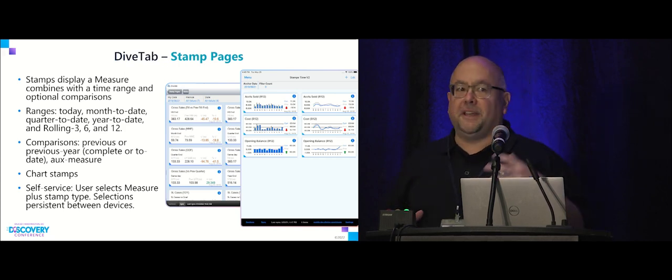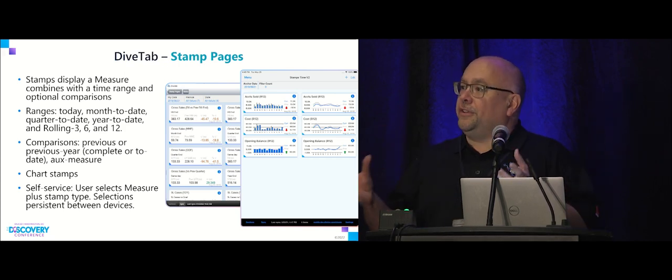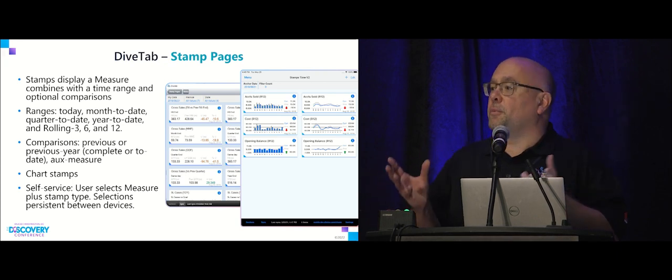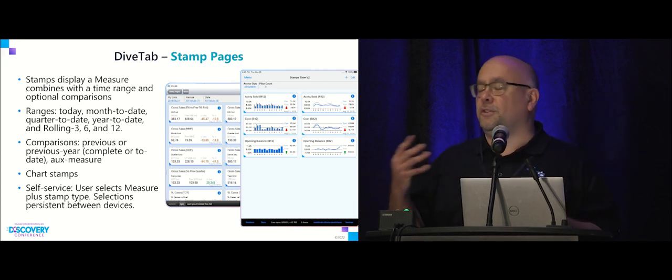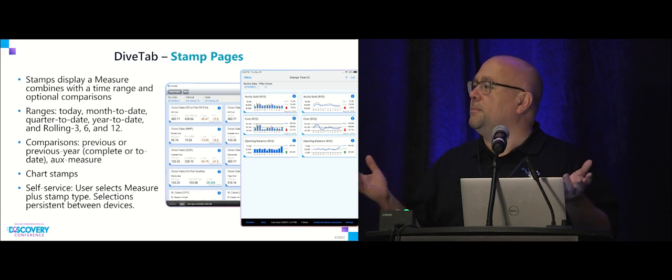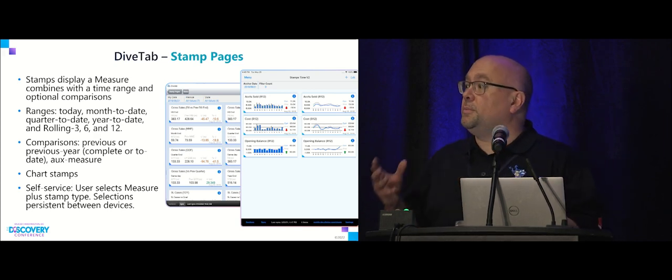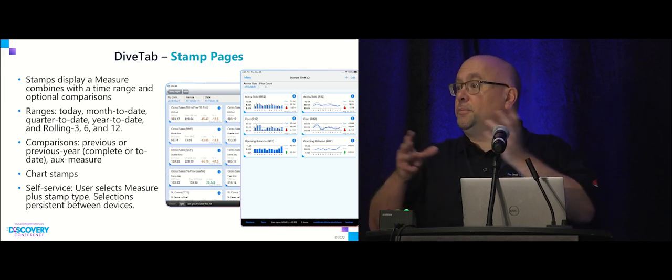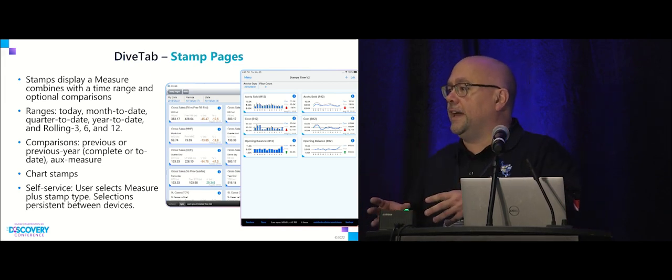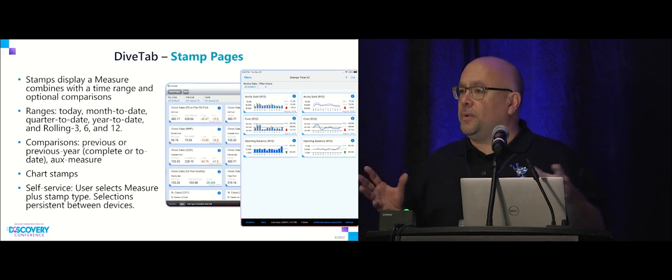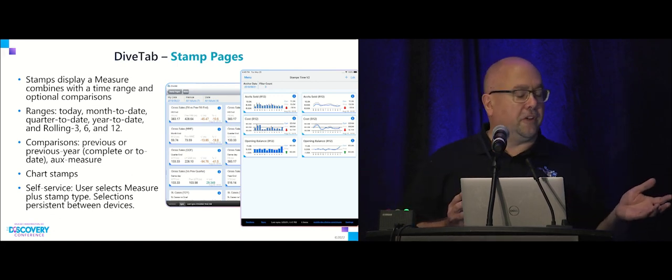A stamp is created by combining a measure with a calculation, and that calculation includes a time range such as, you know, month to date, quarter to date, year rolling, end months, etc., and then some optional comparisons. It could be the current period, or it could be, say, the previous month or the same quarter last year. So we've increased the range of possibilities that you can use in DiveTab.